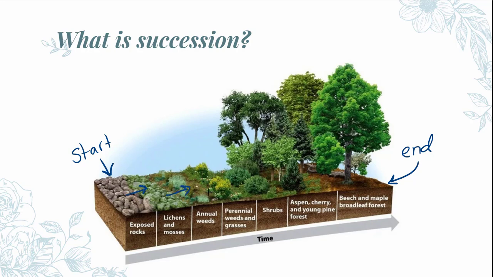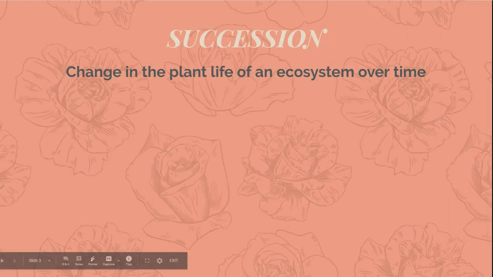So exposed rocks to lichen to annuals to perennials to shrubs to one set of trees to a second set of trees. So what's growing in this same location of this ecosystem has changed over time. To recap, succession is the change in the plant life of an ecosystem over time.